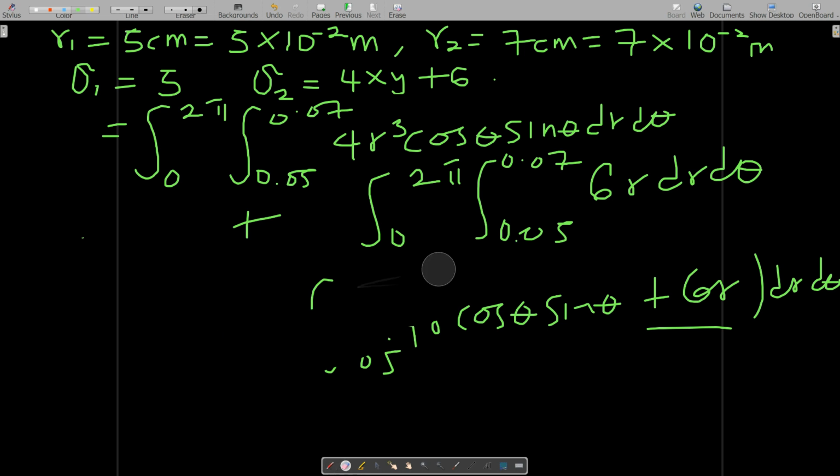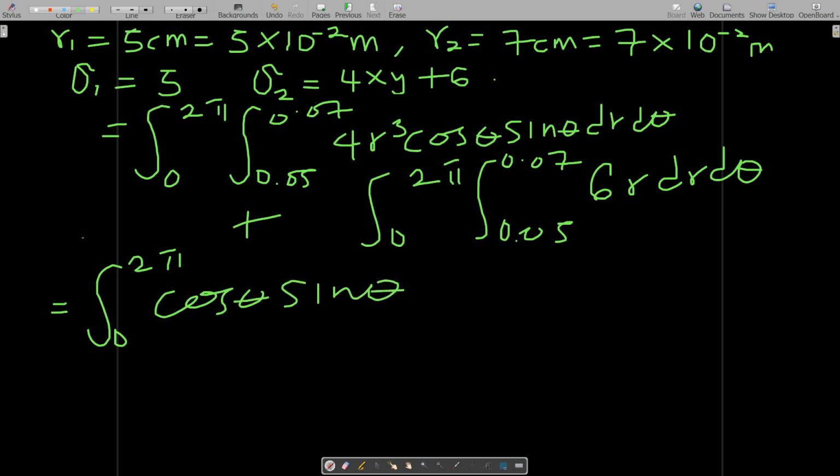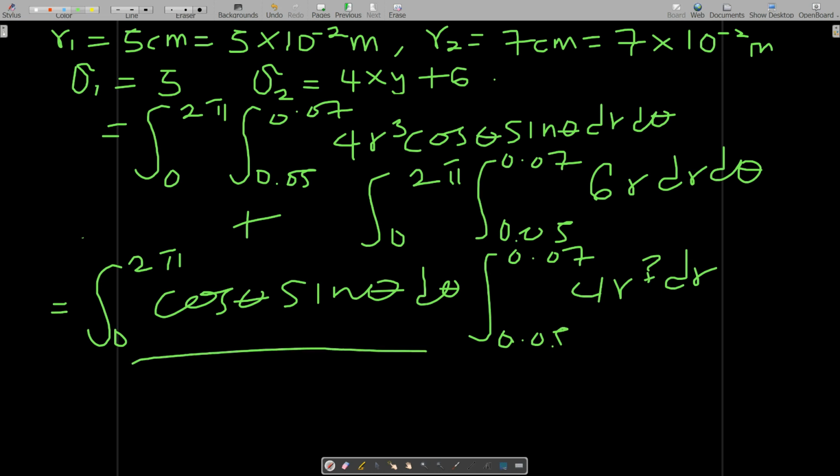Alright, so let's try and write something here. With the first part, you can rewrite the integral as, since they are multiplying, the integral from 0 to 2 pi of the theta aspect, cos theta sine theta d theta, times the integral from 0.05 to 0.07 of 4r cubed dr. Now let's check the integral for this. Since they are multiplying, let's check and see if we get 0. If we get 0, then we don't continue.